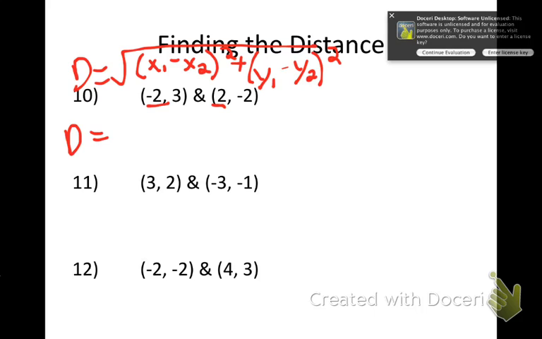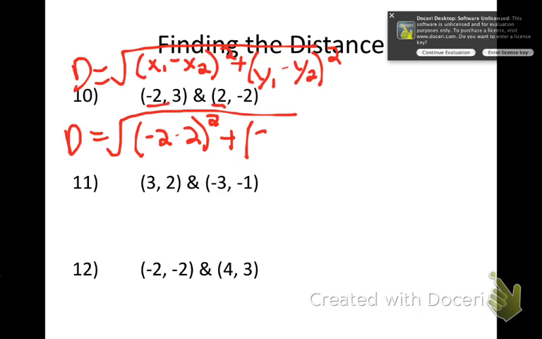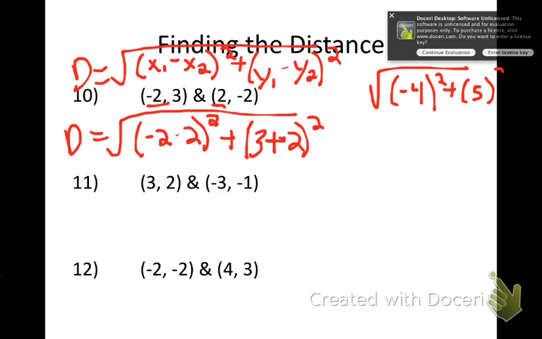So I get D to equal the square root of negative 2 minus 2 squared. I plugged in those x values plus 3 minus a negative 2 squared. Again, really it's just the difference of your x's squared, the difference of your y's squared. That's really where that comes from. Well, negative 2 minus 2 is really just negative 4 squared plus, I have 3 minus a negative 2. Two negatives get us a positive. 3 plus 2 is really just 5 squared.